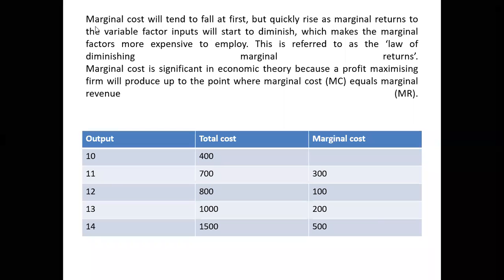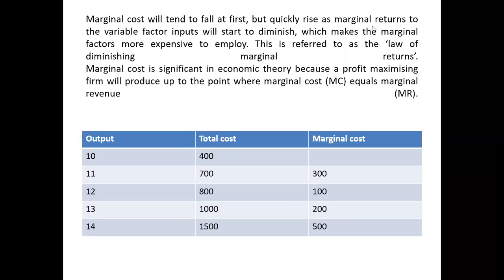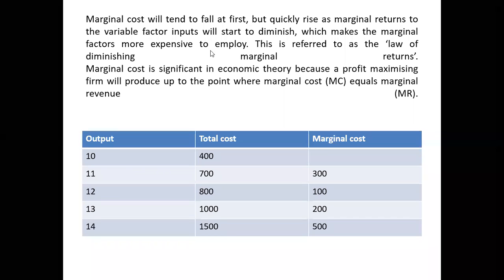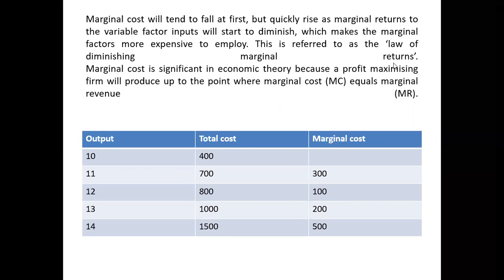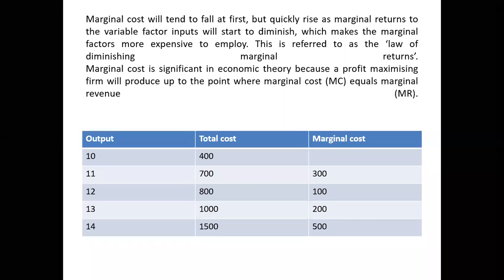Here you see marginal cost will tend to fall at first, but quickly rises as marginal returns to the variable factor input start to diminish, which makes the marginal factors more expensive to employ. This is called the law of diminishing marginal returns. We will discuss later what the law of diminishing marginal returns is.